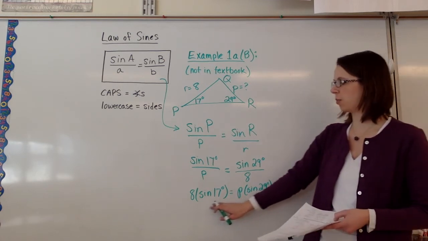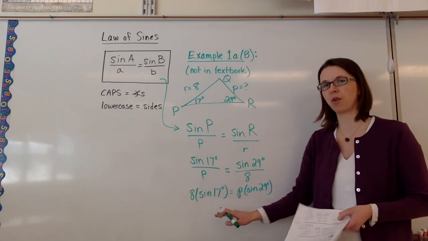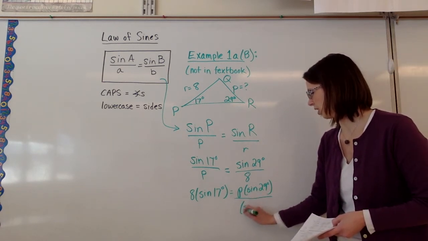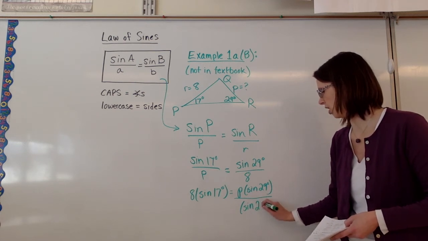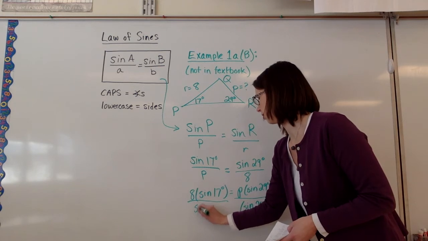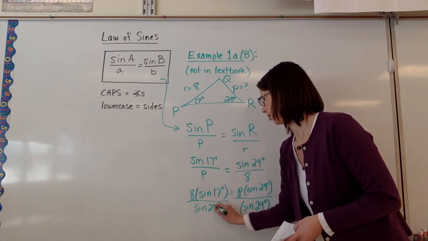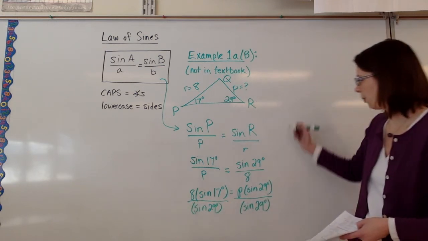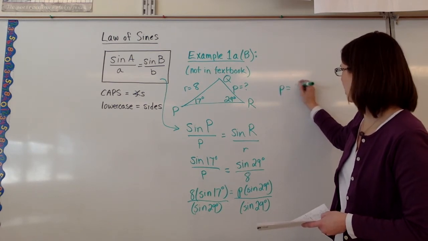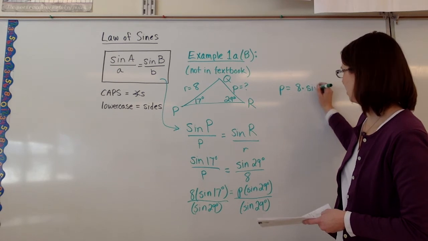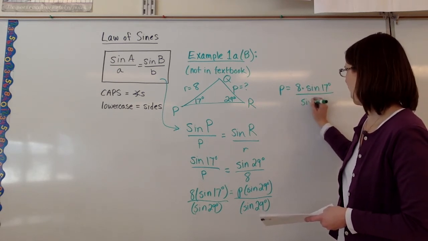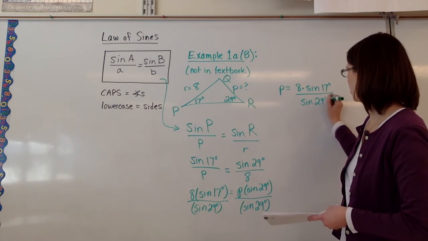Now we've undone the proportion there. Now we need to solve for our missing variable. And our variable is P, so we're going to divide both sides of this equation by the sine of 29 degrees. And so now P is alone. And P is going to be 8 times the sine of 17 degrees all over the sine of 29 degrees.